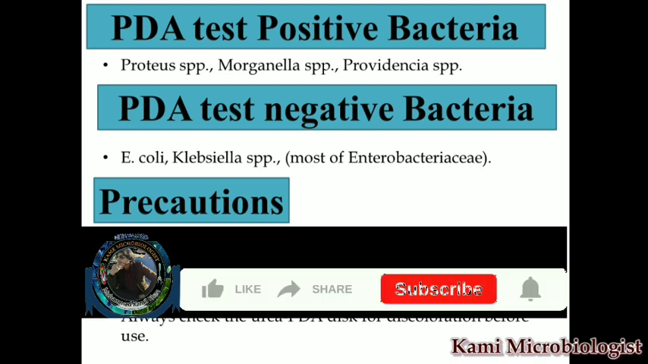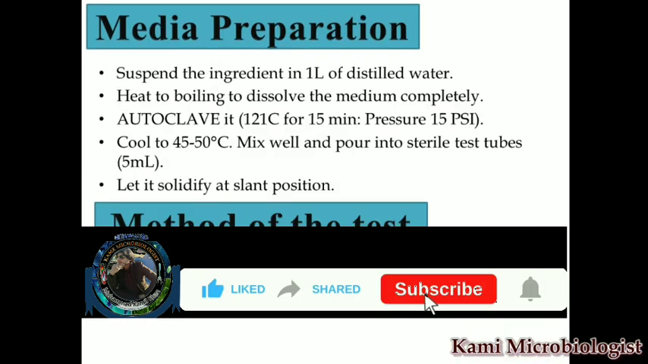Okay, so this is all about the PDA, or we can say phenylalanine agar test.